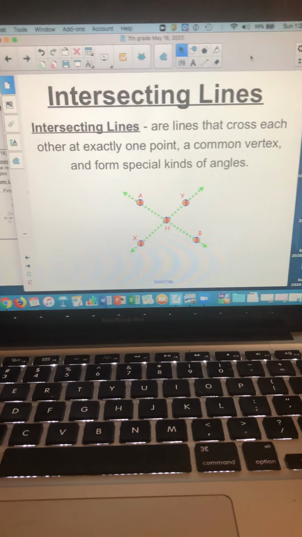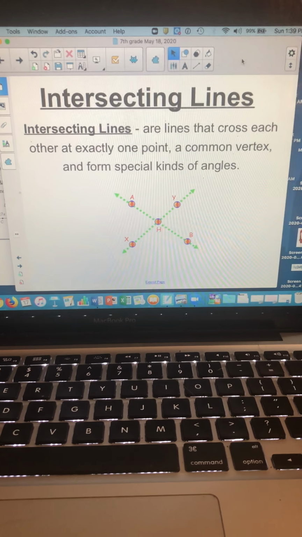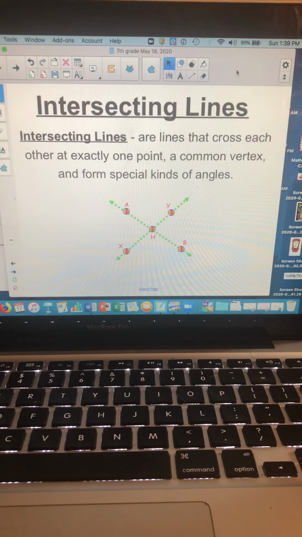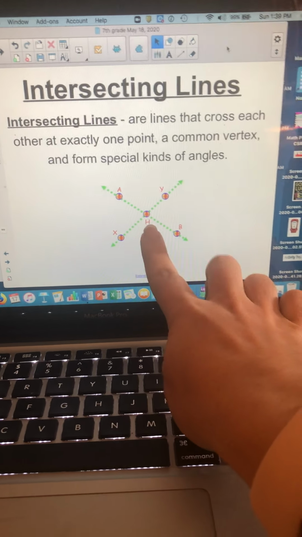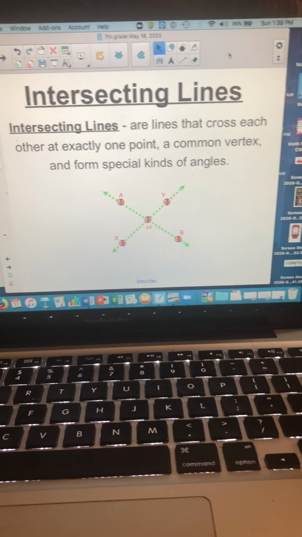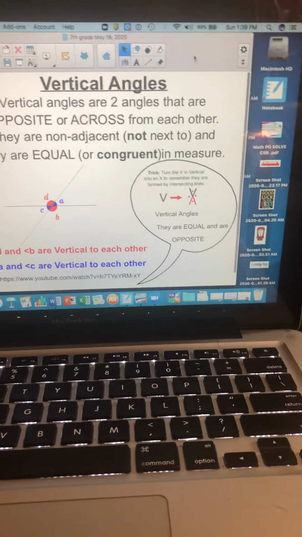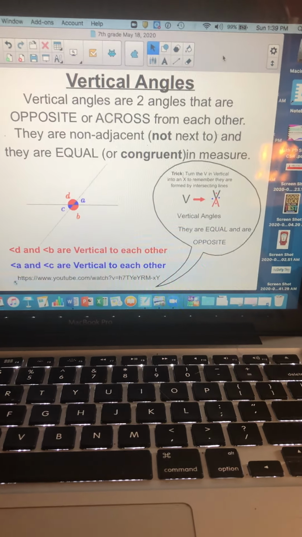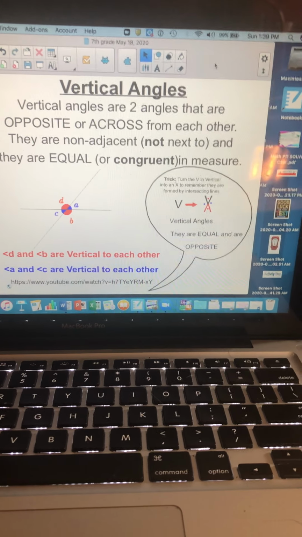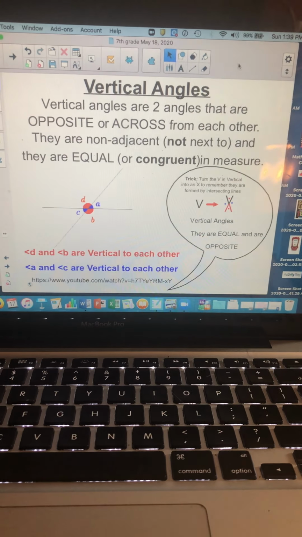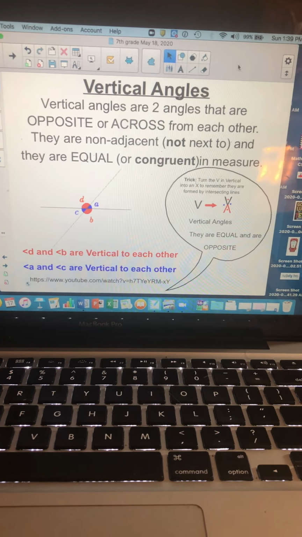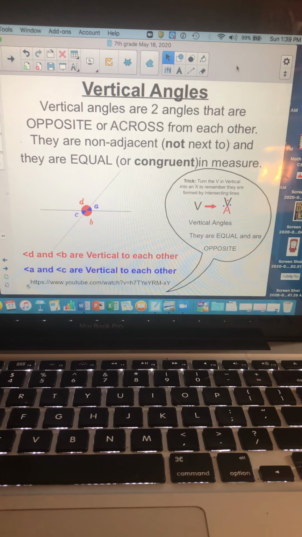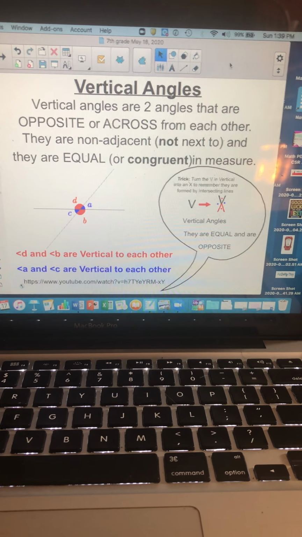Okay, so today we're going to look at intersecting lines because when we have intersecting lines, they cross each other at exactly one point, a common vertex, and they form special type of angles. These special type of angles are called vertical angles. So vertical angles are going to be angles that are opposite each other, and they are also congruent or equal to one another. So when the angles are across from one another, they're going to be equal in measure.